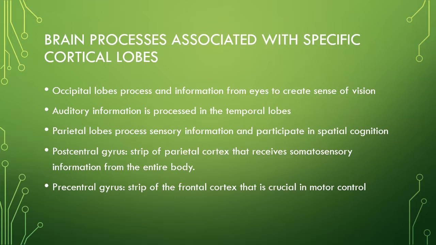So the occipital lobe processes information from the eyes to create a sense of vision. The auditory information is processed by the temporal lobes. And on the top of the brain, the parietal lobes process sensory information and participate in spatial cognition. The postcentral gyrus is a strip of parietal cortex that receives somatosensory information from the entire body, and the precentral gyrus is a strip of frontal cortex that is important for motor control.